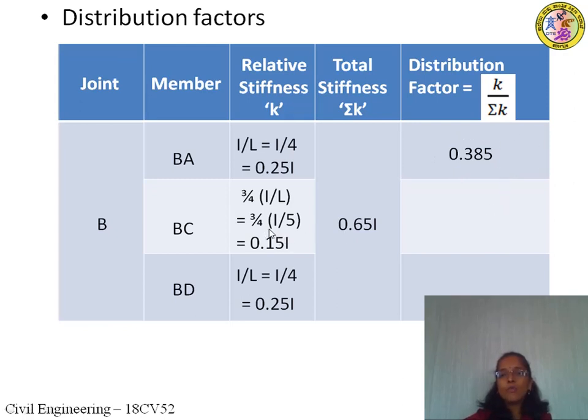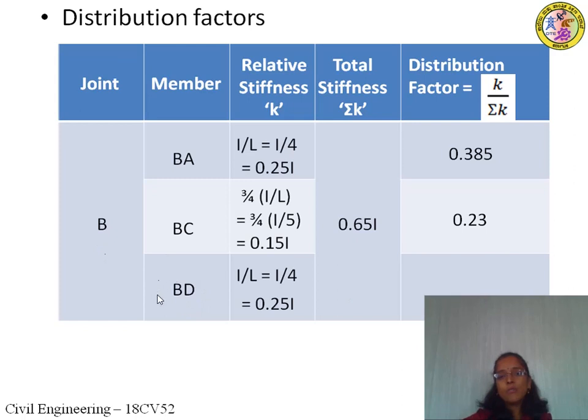Next, distribution factor for member BC is calculated by relative stiffness for member BC to total stiffness of the joint B. So that is 0.15 I to 0.65 I. That will be equal to 0.23. So distribution factor for member BC is 0.23.